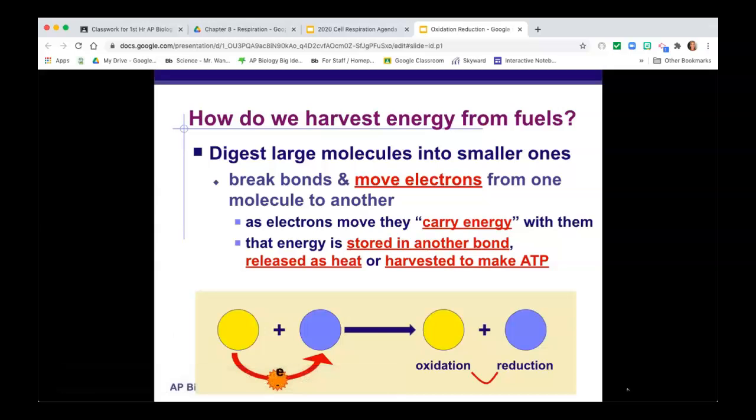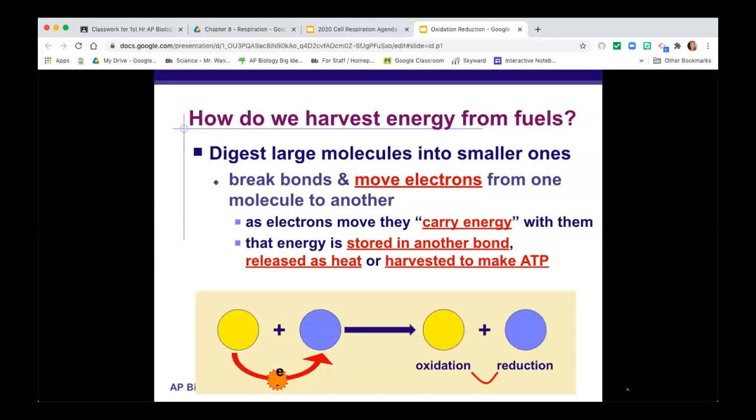So we're going to digest large molecules into smaller ones, like, remember, polysaccharides, like starch and glycogen, can be broken down into monosaccharides. Polypeptides can be broken down into individual amino acids or dipeptides. Triglycerides can be broken down into fatty acids and glycerol.